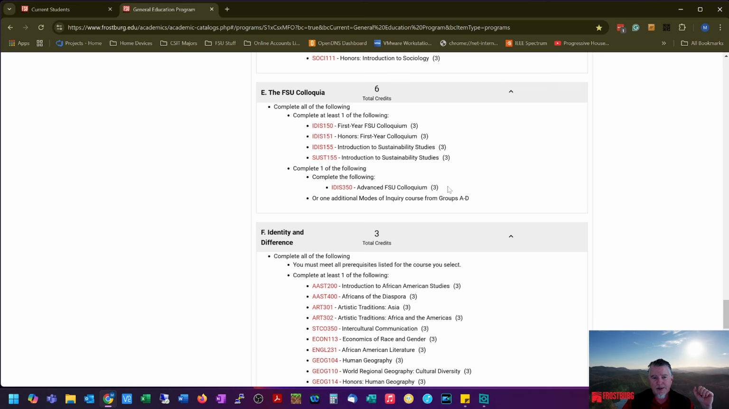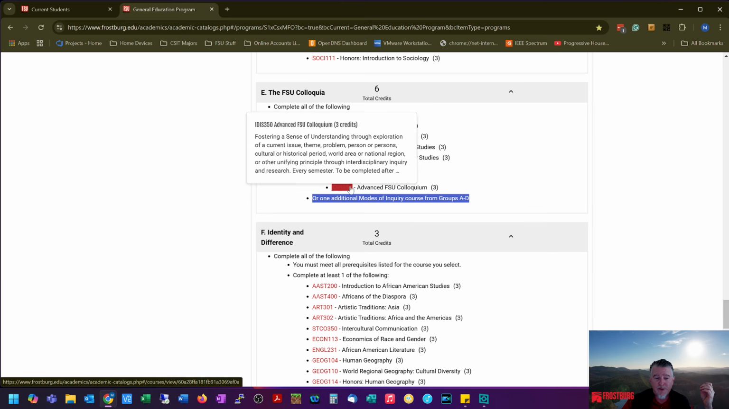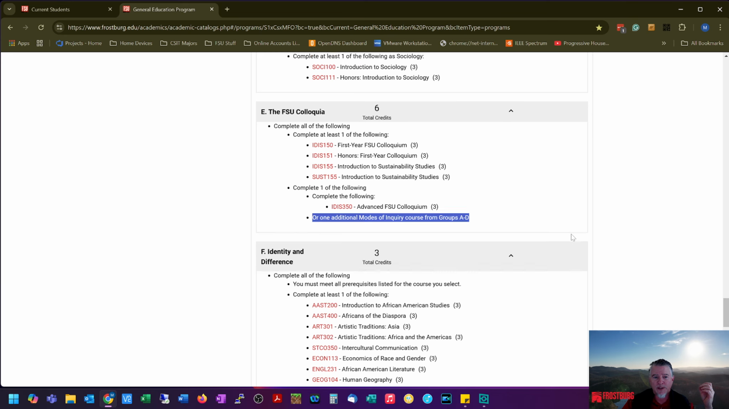Notice that it says that, but then right underneath of it, because a lot of people stop reading right here, it says, or 1 additional mode of inquiry course from groups A through D. So I already went over this once. I'm going to go over it again. You could take IDIS 350, or you could take one additional mode of inquiry.